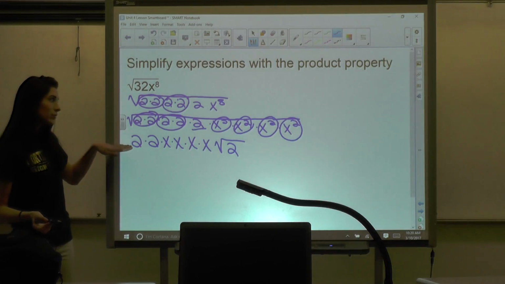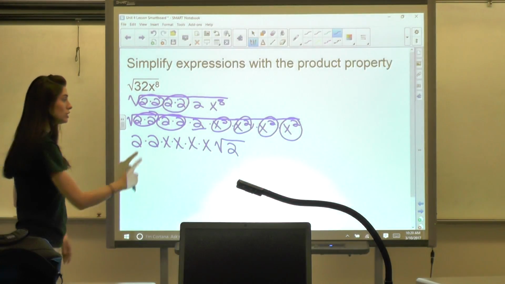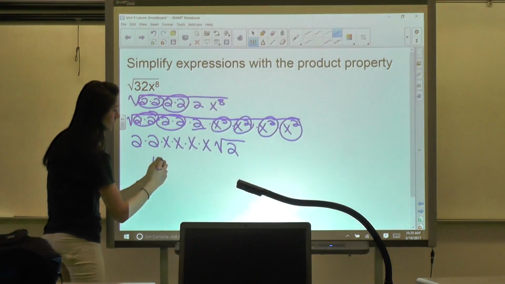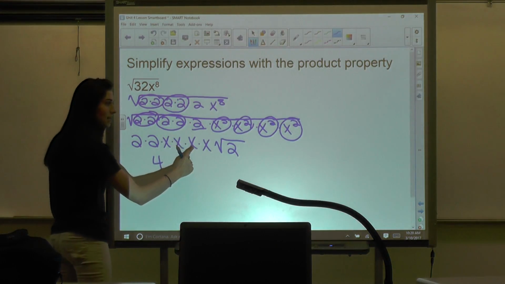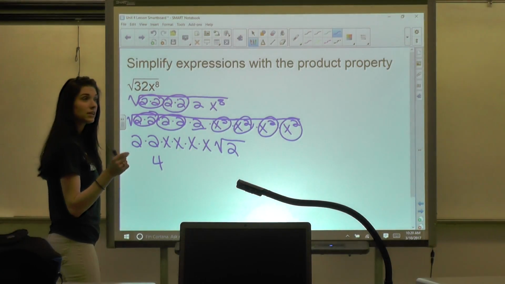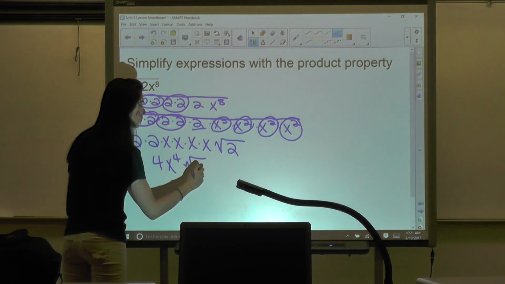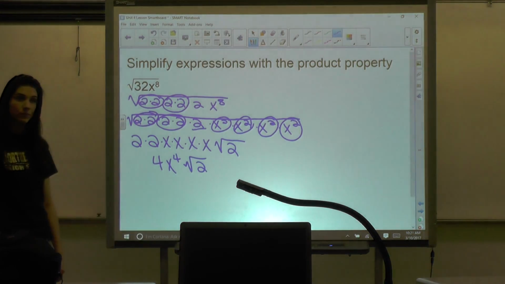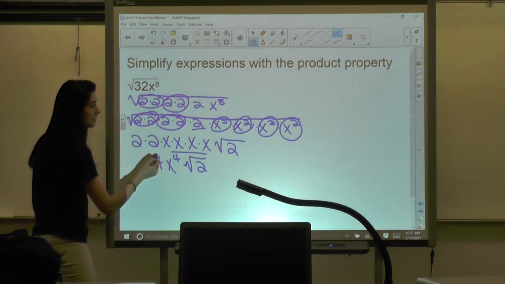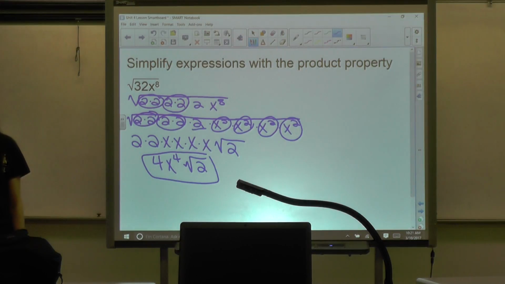But are you ever going to see it written like this? No. We need to fully simplify. What is 2 times 2? 4. And what is x times x times x times x? x to the 4th. Not 4x. That's adding. x to the 4th power. Perfect. Then you have your square root of 2. This is the fully simplified version, right? You're good.